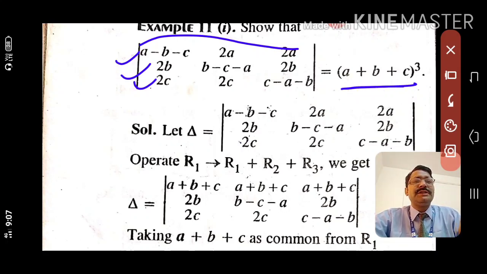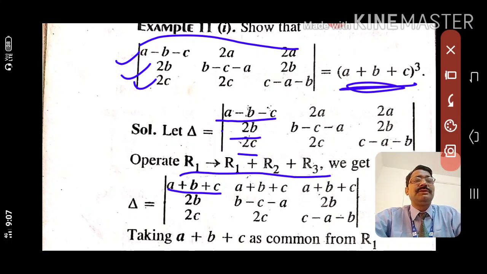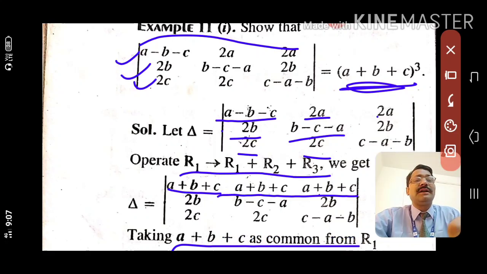How can we prove it? Look here, you want a plus b plus c to the power 3, which means one factor is a plus b plus c, so you have to take a plus b plus c common. How can we get it? If you add the first row, second and third, adding the first elements, you get a plus b plus c. So write r1 equals r1 plus r2 plus r3. You add r1, r2, r3, and you get the first row totally a plus b plus c, and you take that a plus b plus c common from r1, while r2 and r3 will be as they are, with no change.